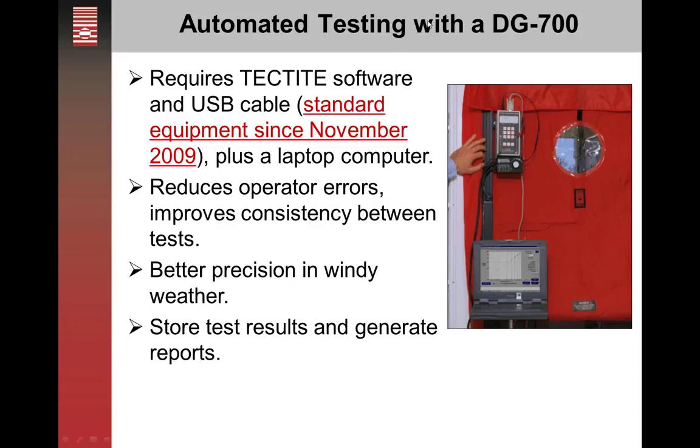Automated testing with a DG700 using TECTITE does reduce operator errors, improves consistency between tests, provides better precision in windy weather, and also helps to store the test results and generate reports.